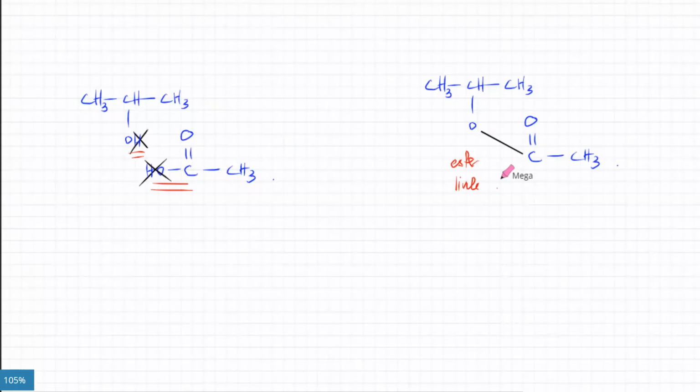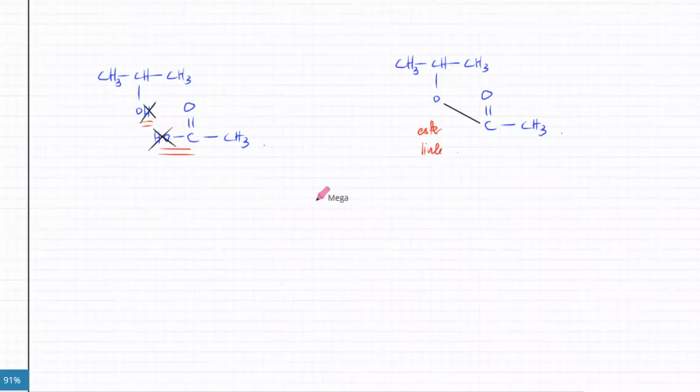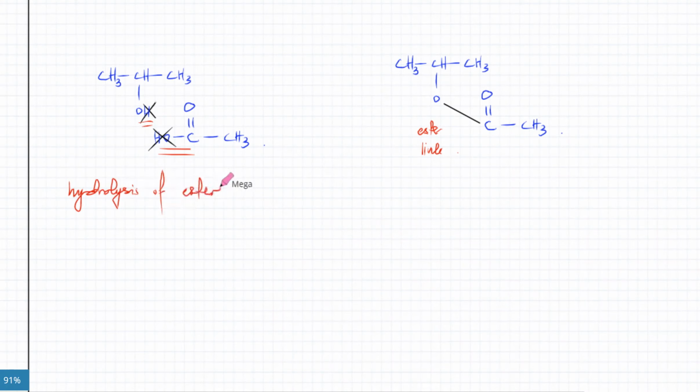And if you want to go back, do the exact opposite. If you want to go back, I'm going to pick these molecules, hydrolysis of esters, which is the breakdown of esters. So when you want to hydrolyze or go back, you heat it with a dilute acid or dilute alkali.